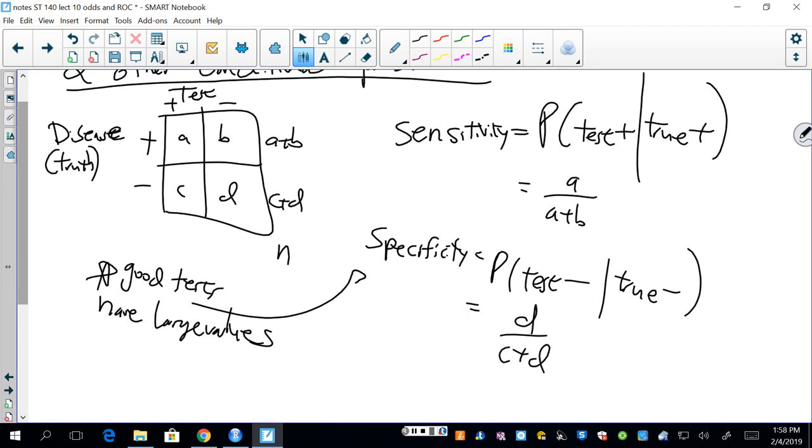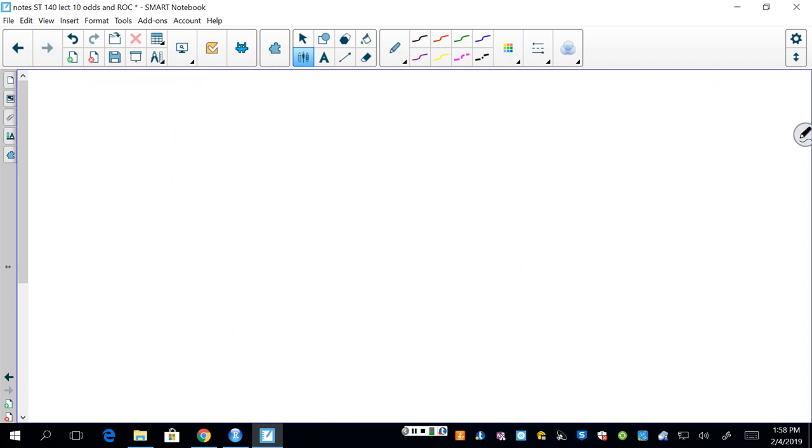So each cutoff value for a test gives you a sensitivity and specificity, which gives you different conditional probabilities. That's why this is included with this. This is all conditional probabilities, looking at things different ways. And one way that gets summarized is something called an ROC curve.